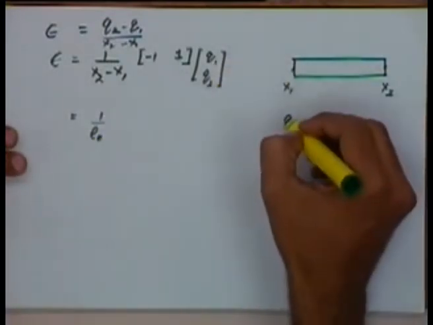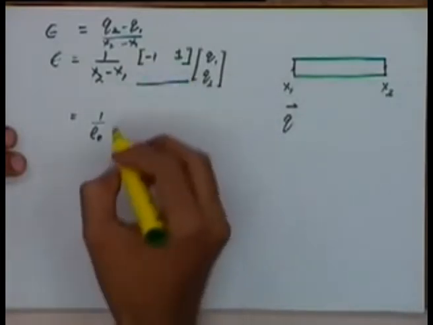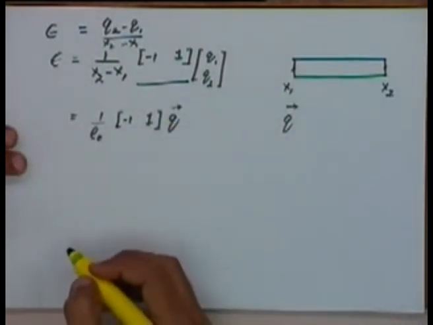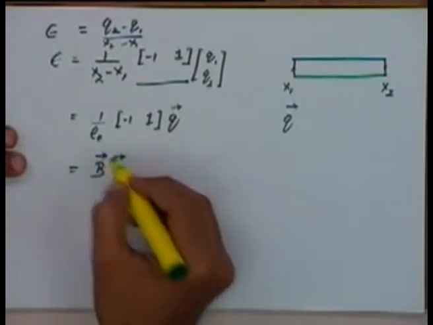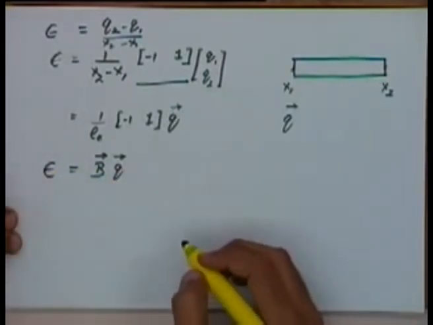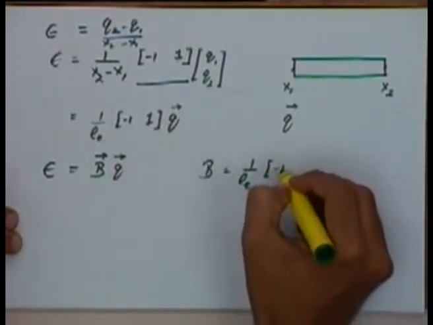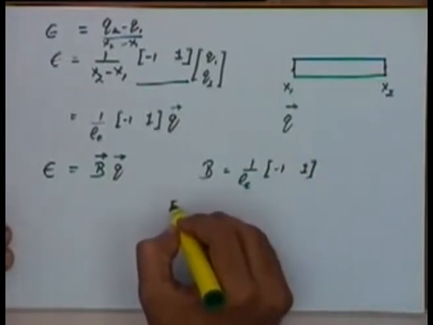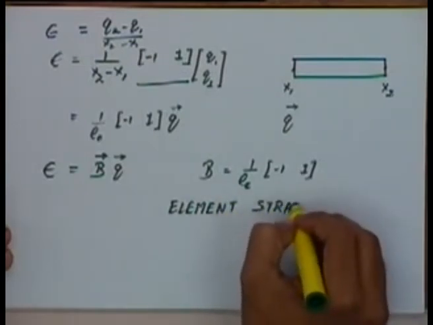This vector is nothing but the q vector that I had just introduced. And this vector is what I get here, minus 1 1 multiplied by q. Okay, and this we will say is equal to B times q. So we get epsilon equal to B times q, where B is equal to 1 over L_E multiplied by [minus 1, 1], and this B is referred to as the element strain displacement matrix.